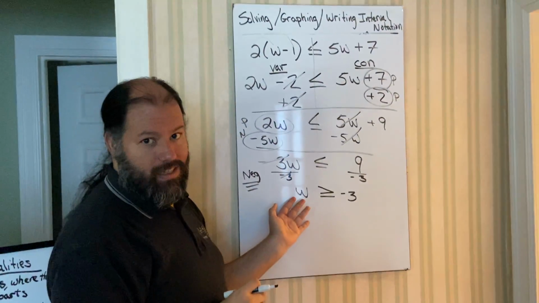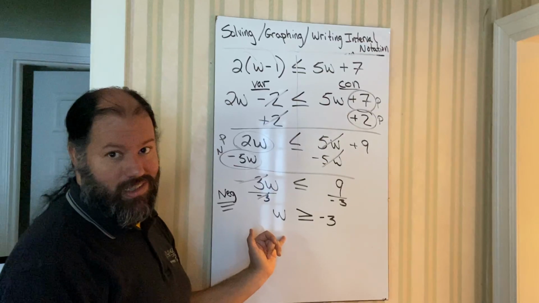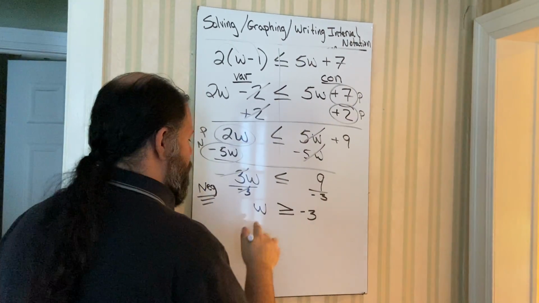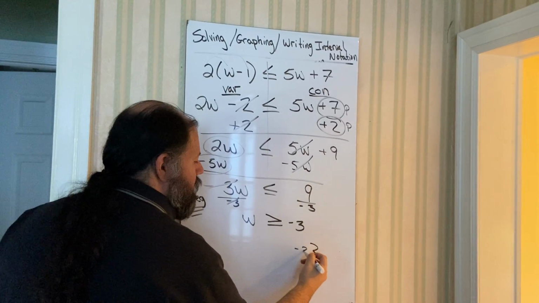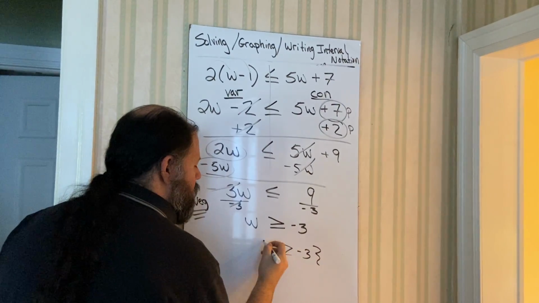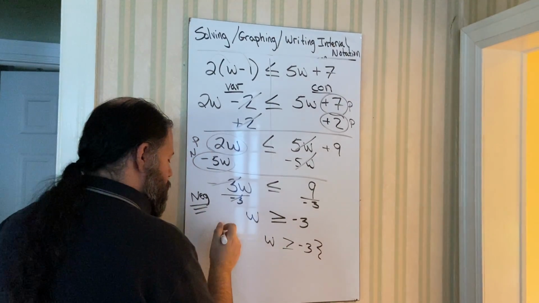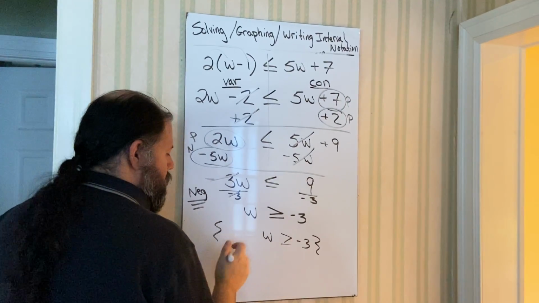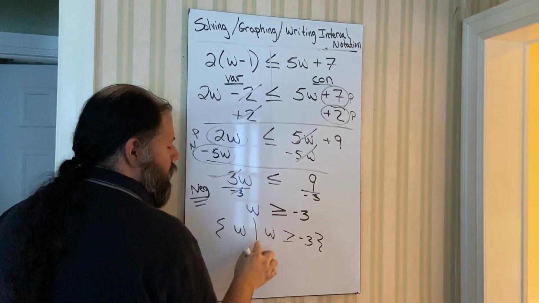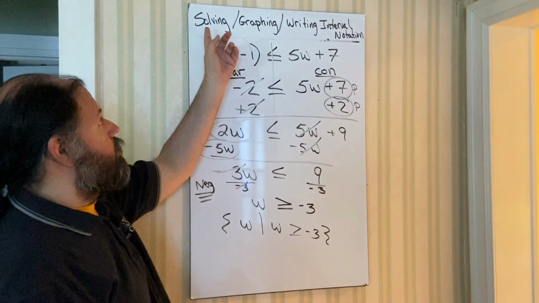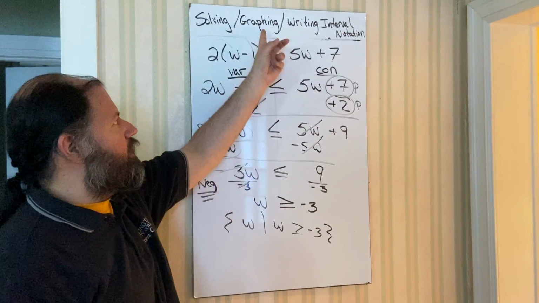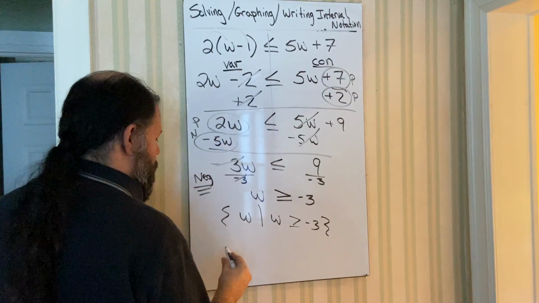Remember, you need to write this in set builder. So you're almost there. You have half of it. You have this part. You just need the other squiggle, w, and the such that sign. Now it is considered solved. Graphing, just do a number line.